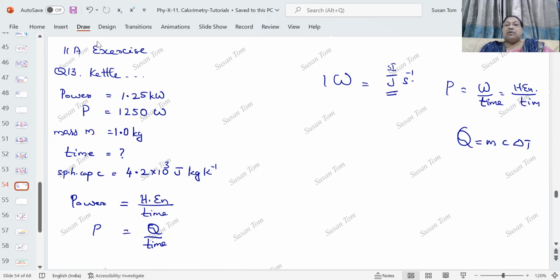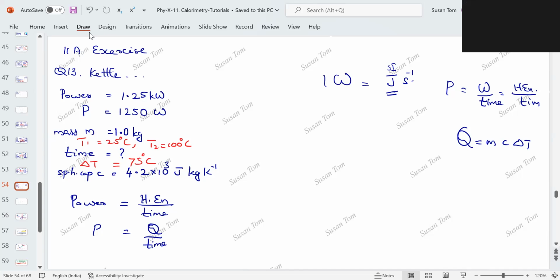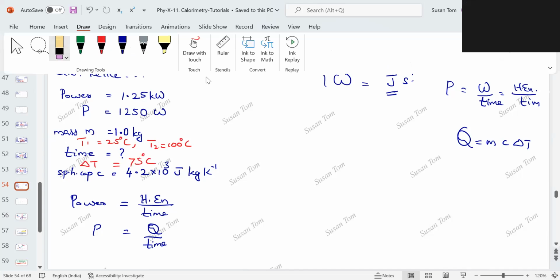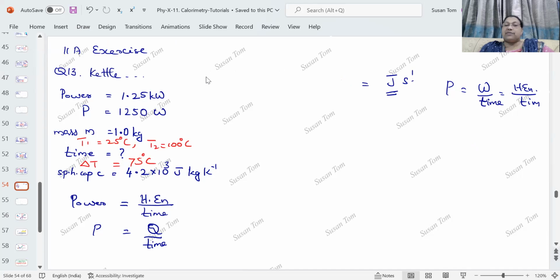In the data, you also have to mention it was initially at 25 degrees Celsius. Your T1 is equal to 25 degrees Celsius, and T2, the final temperature, is 100 degrees Celsius. Therefore, delta T, the difference in temperature, is 100 minus 25, which is equal to 75 degrees Celsius. Got it? Now solve and get. Everything else is done. Only substitute and get the values.